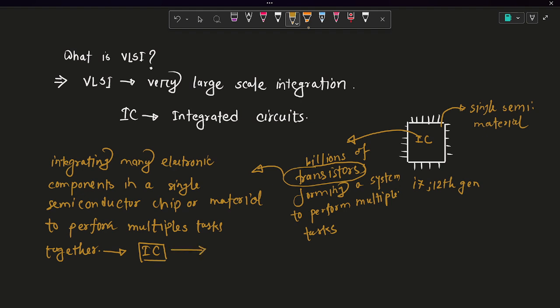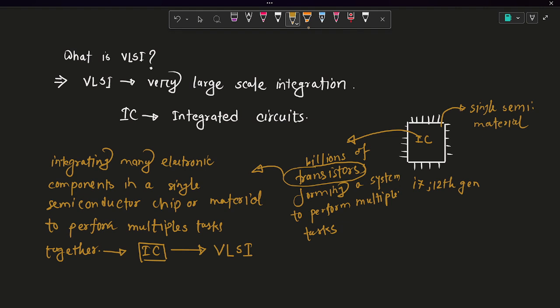And this total trend of designing ICs is called VLSI, or very large scale integration, which means we will integrate, for example, millions and billions of transistors in a single semiconductor material to perform greater tasks. This is the core idea and the very basic level idea of VLSI.